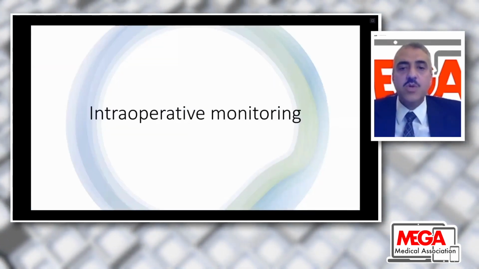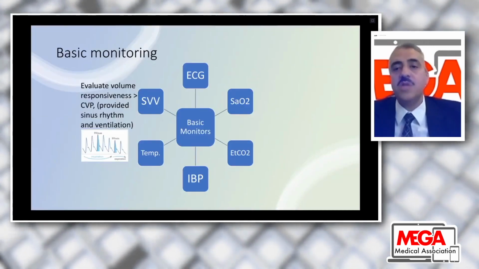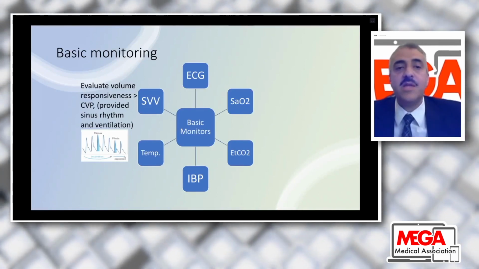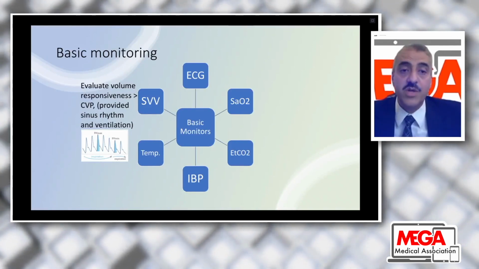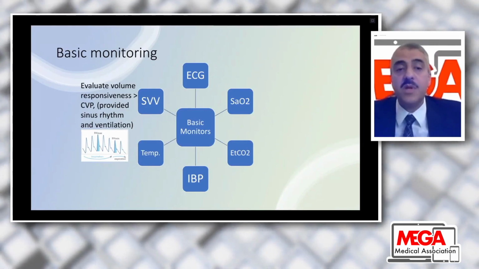Intraoperative management should include basic monitors. These basic monitors are in the form of ECG, saturation, end-tidal CO2, invasive blood pressure, temperature measurement, and evaluation of stroke volume variation, which is very important because it evaluates the volume responsiveness better than the CVP.